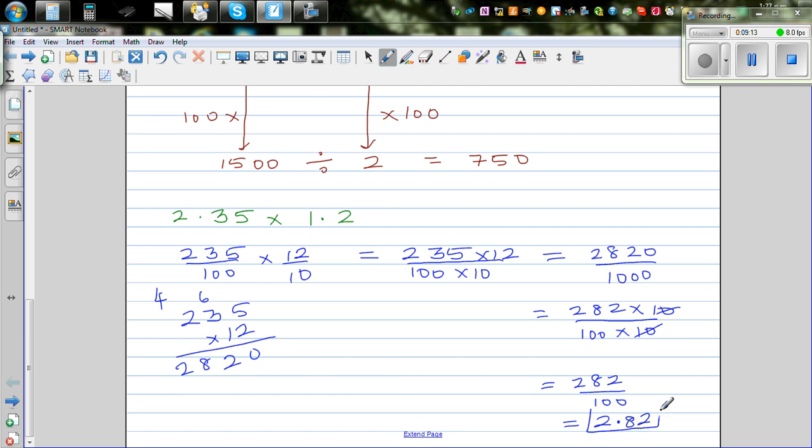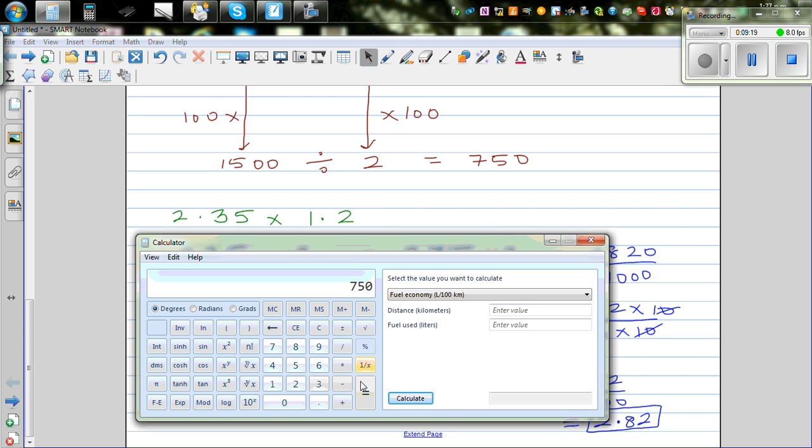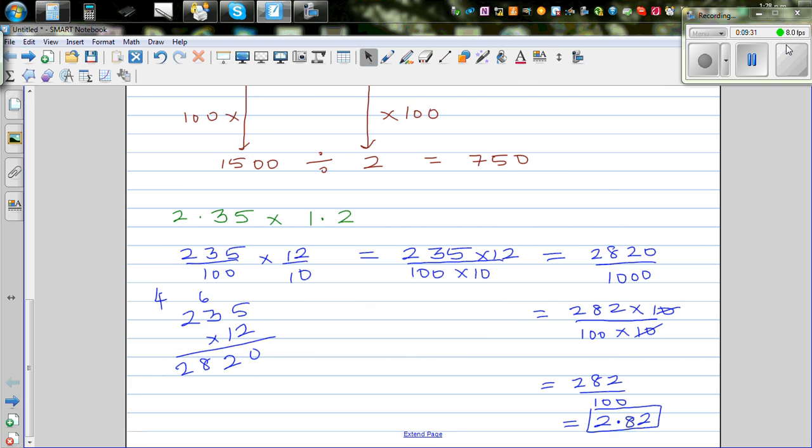So let's confirm this on the calculator. If you just know how to change decimals into fractions, you can do any type of multiplication. So 2.35 times 1.2, the answer should be 2.82. So the answer is right.